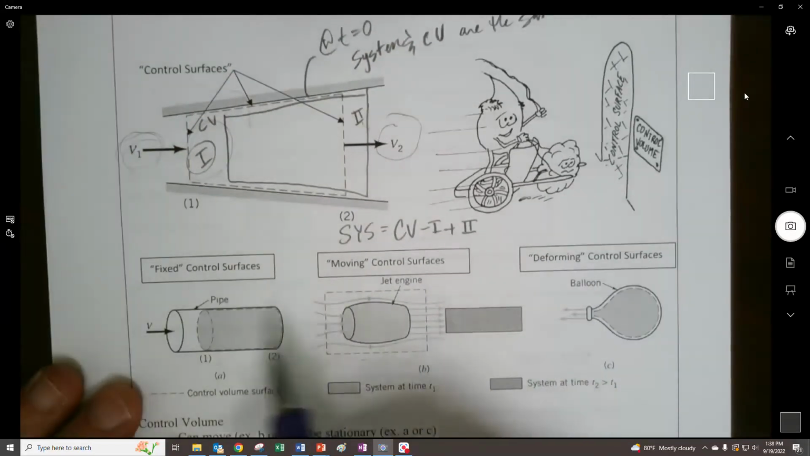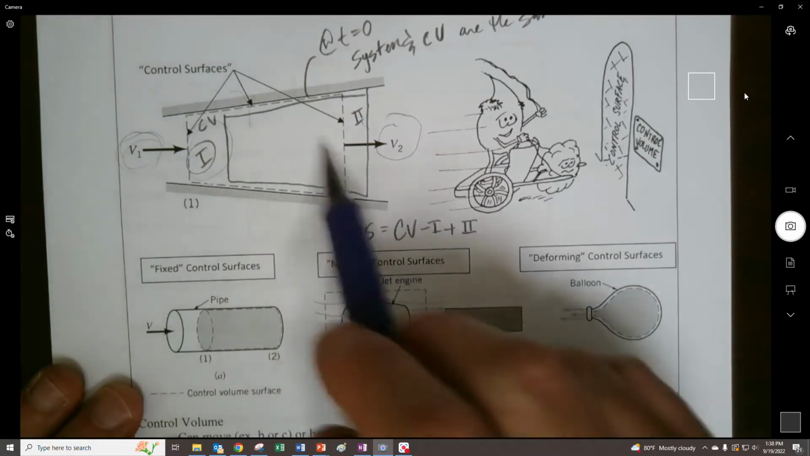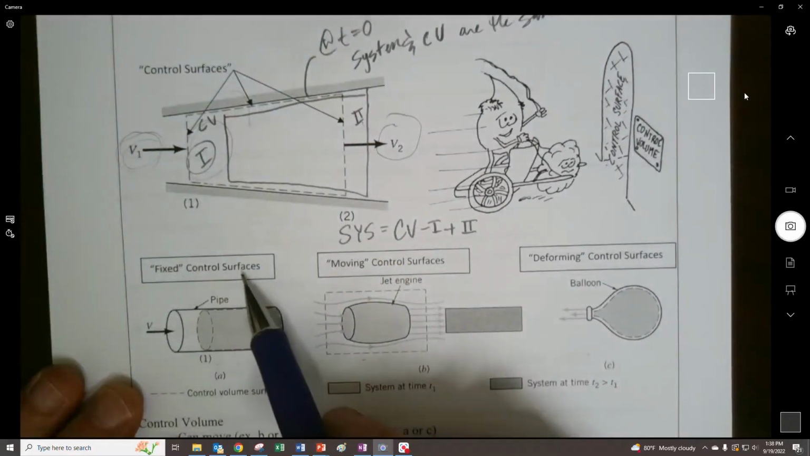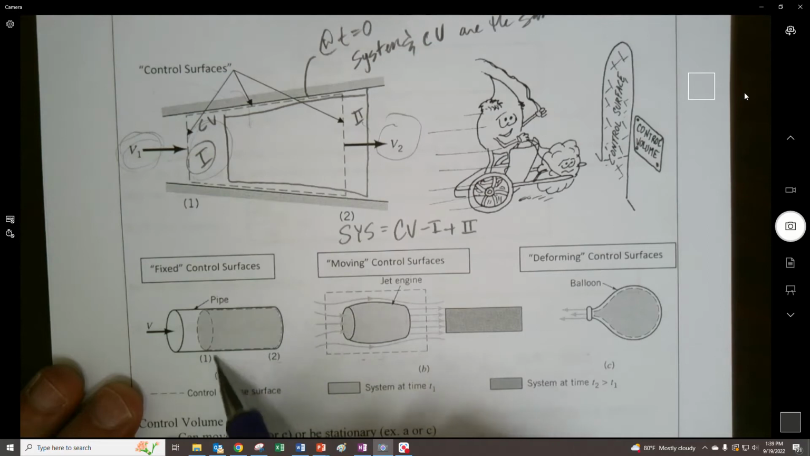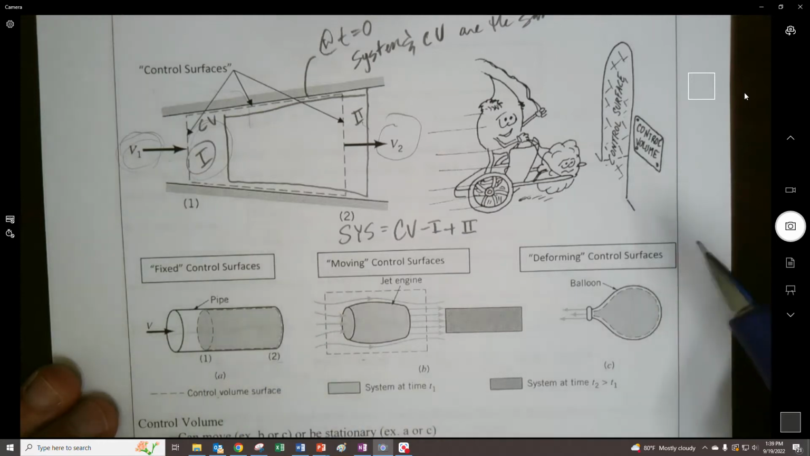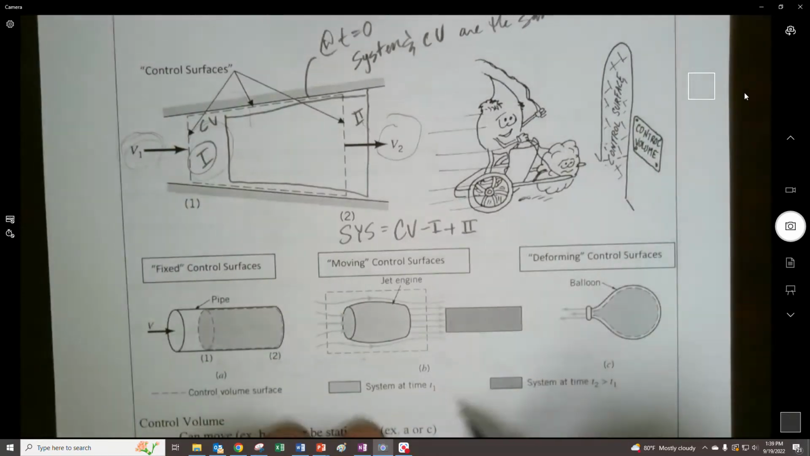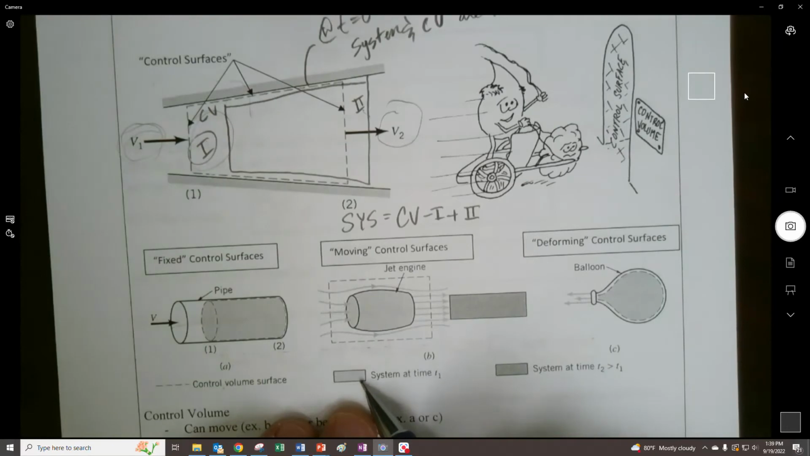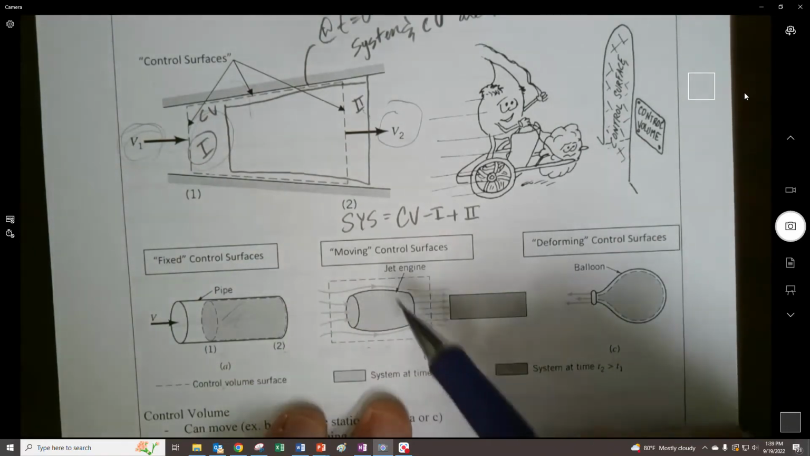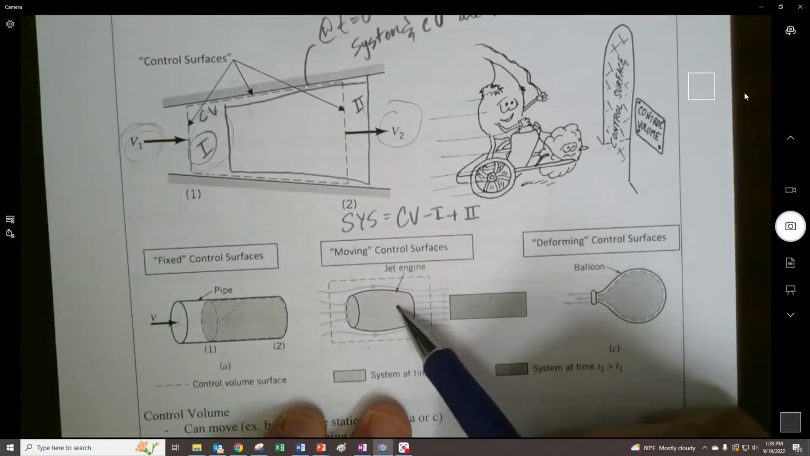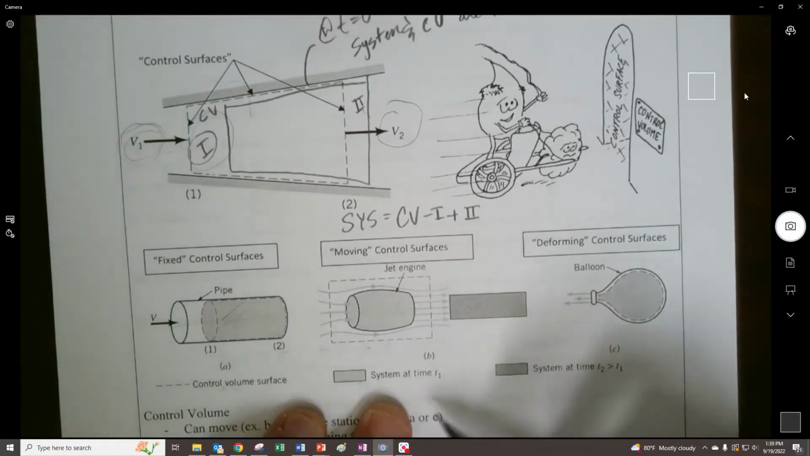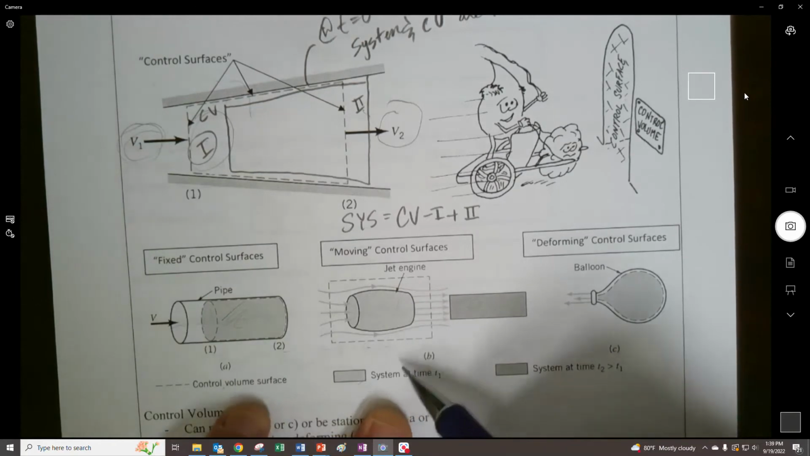Here's what we've just drawn: a fixed control surface and control volume, and now you can see the control volume surface with stuff coming in and out, where the gray stuff here is the mass. So this is the system. Whereas we could have a moving control surface, like for instance a jet engine, and so you could see where the control surface is.